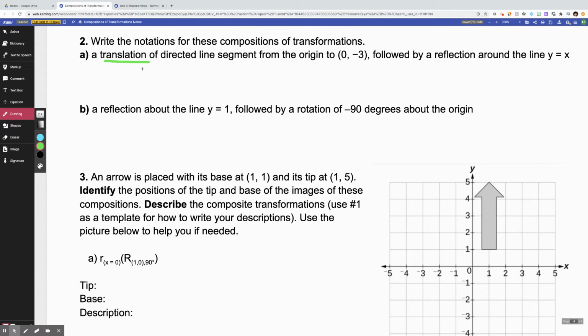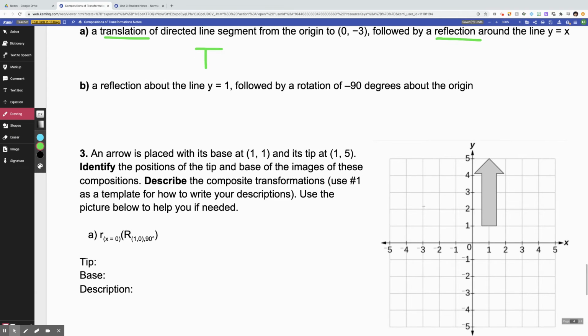So we have a translation that came first and then a reflection. That means if I'm working from the inside out, I'm going to start with my translation more on the right, and it says I'm going from the origin to the point (0, -3). If we look down here at this coordinate grid, your directed line segment starts at the origin and goes down to the point (0, -3), like that. So that's how far you're moving.